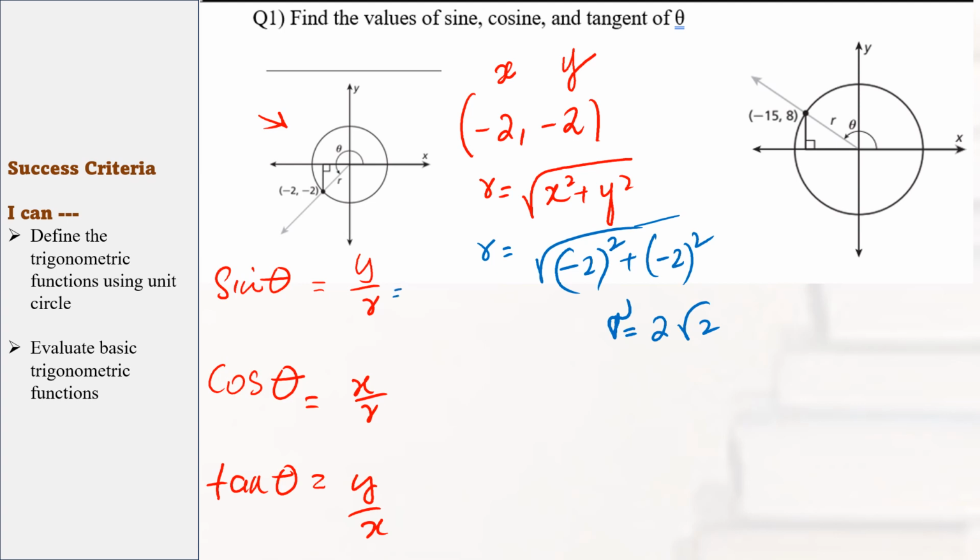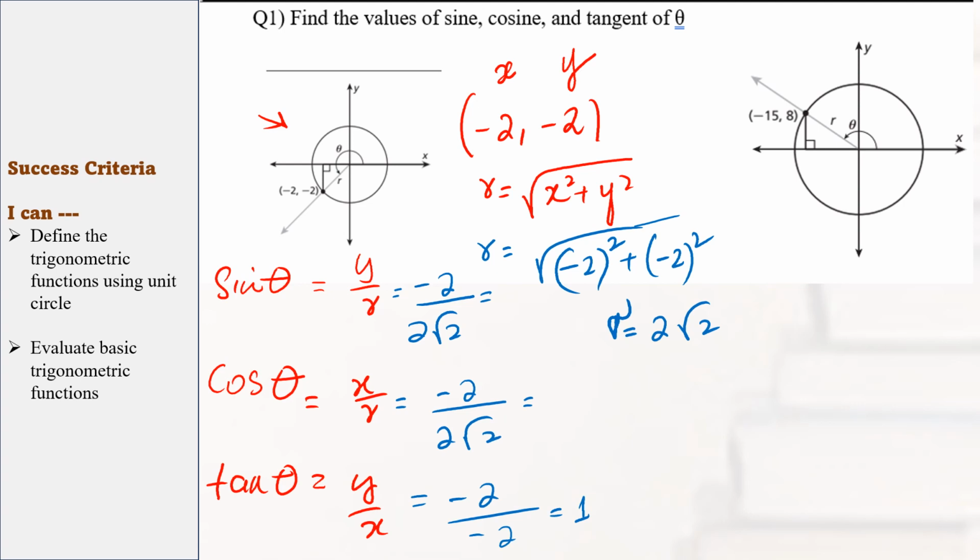Write it in the calculator. Y is -2, r is 2 root 2. X is -2, r is 2 root 2, and y is -2, x is -2, answer is 1. These questions also you can write in the calculator to get the final answers.